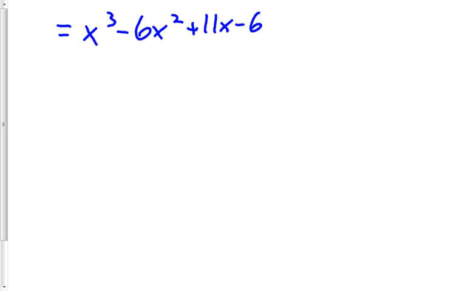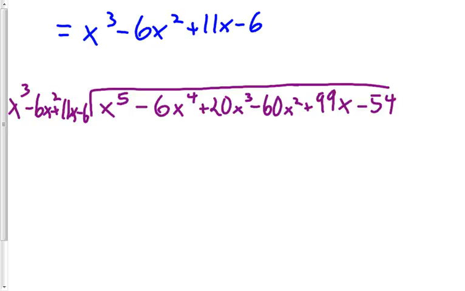Now by combining those three factors, I have a new factor of my original fifth degree polynomial. Now I need to divide that original fifth degree polynomial by this new factor I found. So x to the fifth minus 6x to the fourth plus 20x cubed minus 60x squared plus 99x minus 54 is all divided by x cubed minus 6x squared plus 11x minus 6. This, just going back to using long division. So how many times does my x cubed term go into my x fifth term?